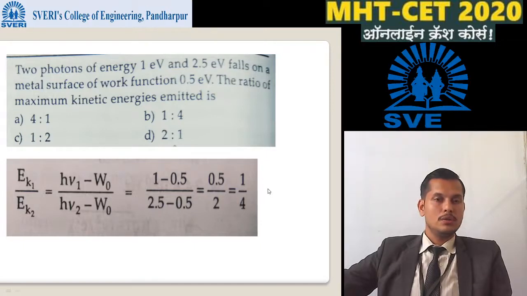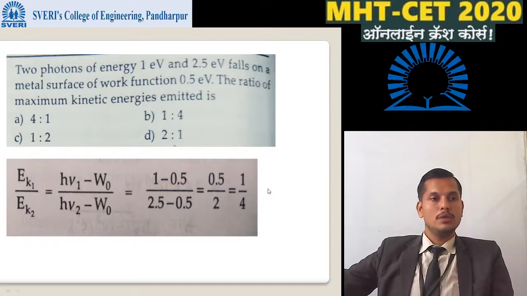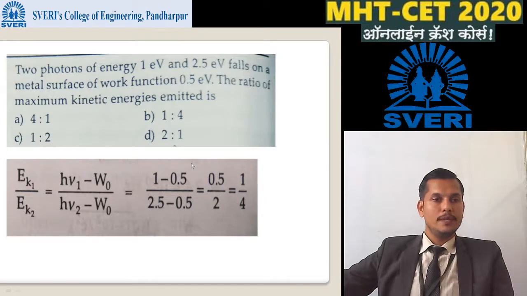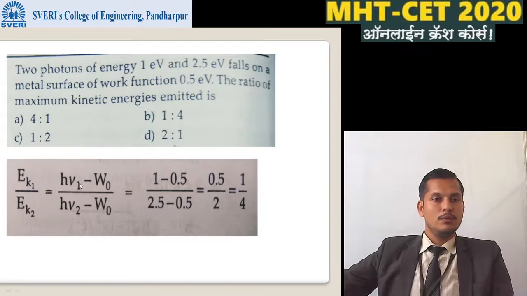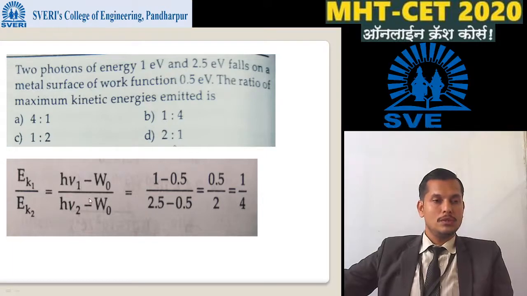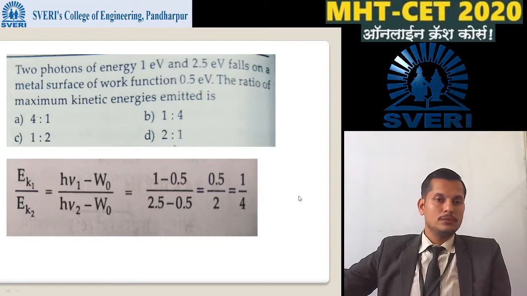Two photons of energy 1 electron volt and 2.5 electron volt fall on a metal surface of work function 0.5 electron volt. The ratio of maximum kinetic energies emitted is. So maximum kinetic energy we have to determine. For that, we put the values of h nu and W0 and determine the ratios. As W0 is the same, we put the values and get the ratio as 1:4.